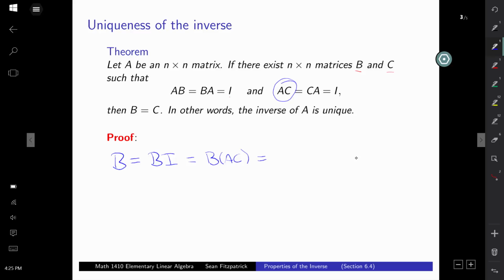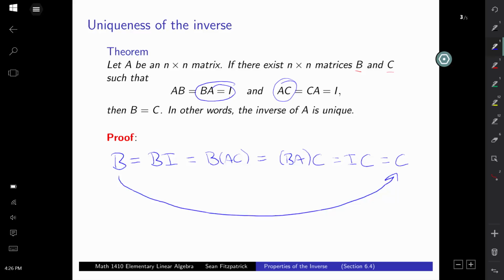One of the other things we know about matrix multiplication is that placement of brackets doesn't matter. By associativity, I can write that as B times A times C. But I also know that B times A is the identity, so this is the identity times C. And multiplying by the identity leaves me with C. So there you have it. B is equal to C, and this tells me that there's only one inverse possible.